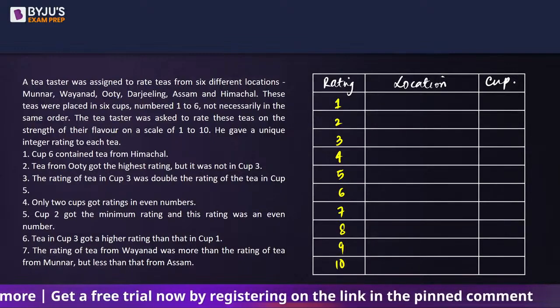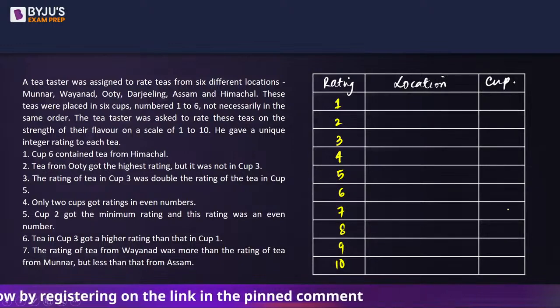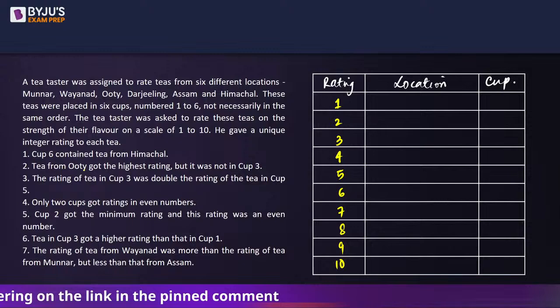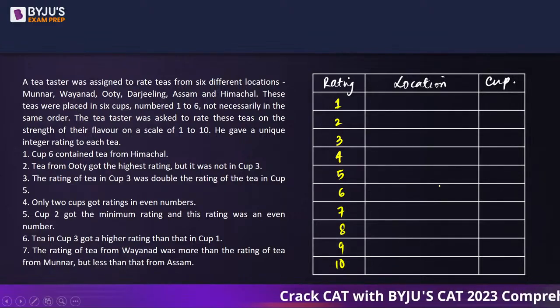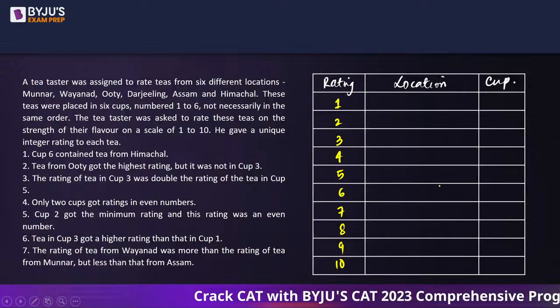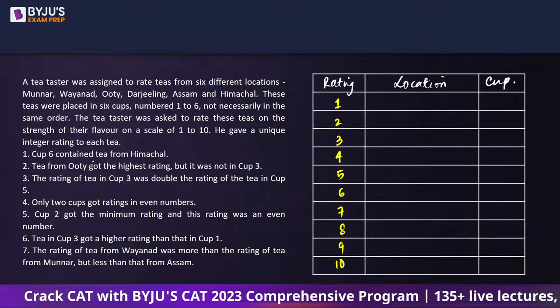Okay. Cup 6 contained tea from Himachal. We don't know where cup 6 is, so we can't go ahead with it. Tea from Ooty got the highest rating, but it was not in cup 3. Now the highest rating could be 10, it could be 9, it could be 8, it could be 7, it could be 6. It can't be 5, because we need 6 cups. The highest rating is going to be either 10, 9, 8, 7 or 6, right? So this also gives us a lot of scenarios, so we're going to ignore this.